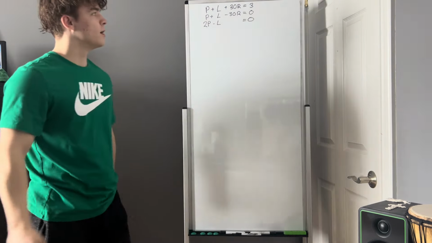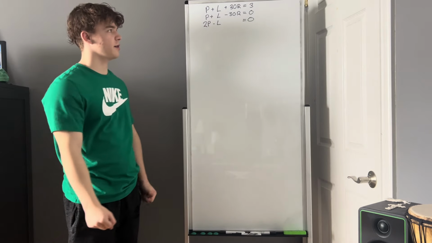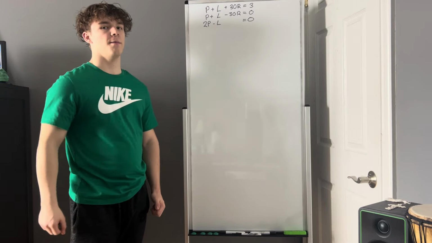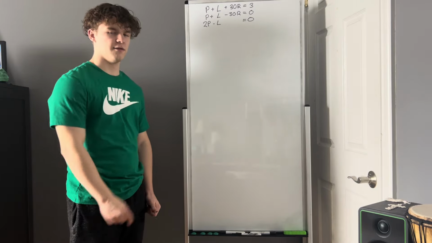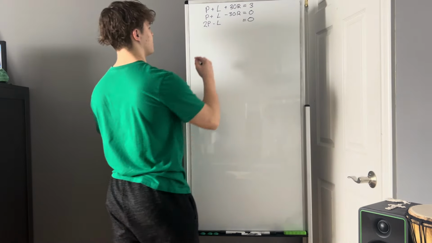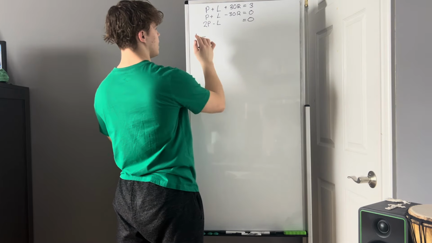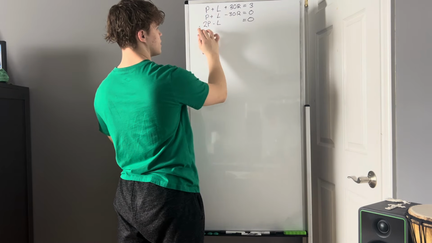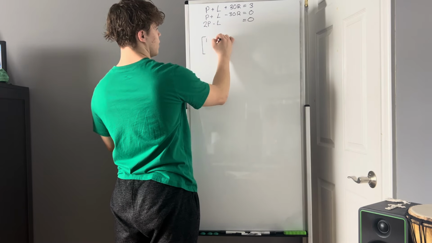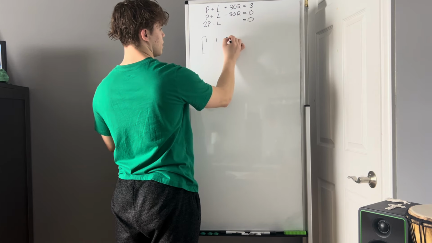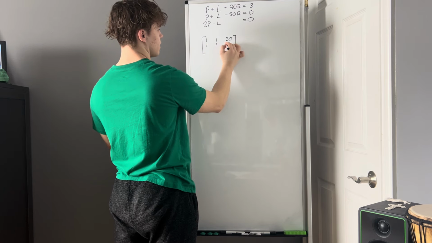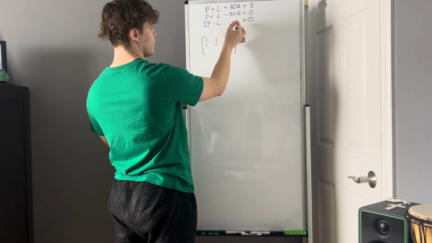Okay, so we have a system of equations here. And based on our knowledge of matrix algebra from the last video, we can actually set this up as a set of matrices. What this will be is our coefficients. We call this our coefficient matrix, which is 1, 1, and 30, 1, 1, and negative 30, 2, negative 1, and 0.